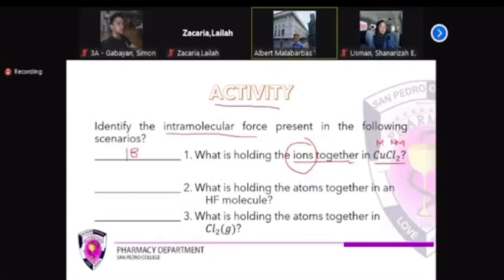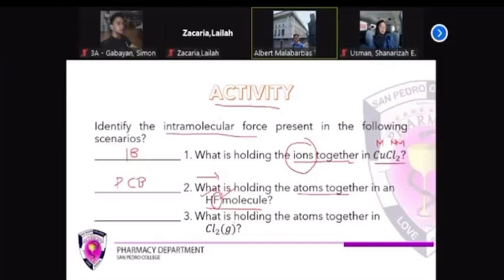For number 2, what is holding the atoms together in an HF molecule? H is a non-metal, F is another non-metal. However, ang F, it is an electronegative. So, i-attract niya ang electrons towards itself. So, therefore, it is not simply a covalent bond, but it's an example of a polar covalent bond.